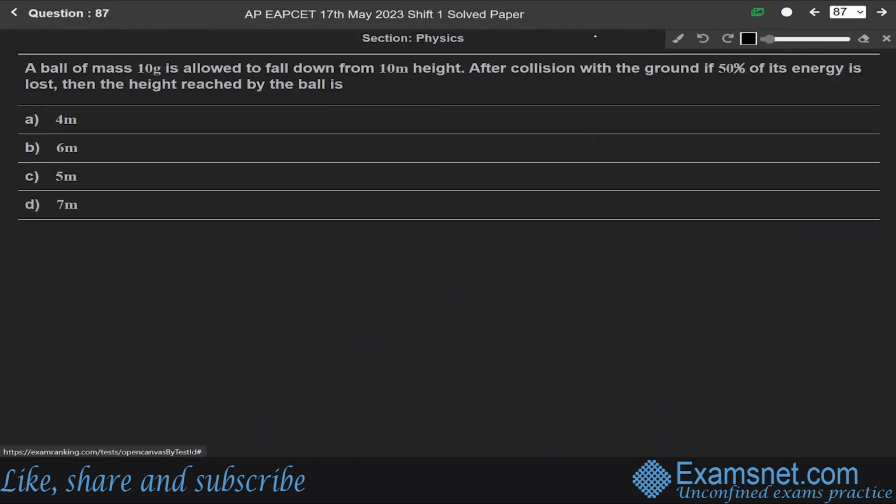Okay. Now next question 87. A ball of mass 10 kg is allowed to fall from a height of 10 meter. Okay. After collision with the ground, if 50% of its energy is lost, then the height reached by the ball is. Okay. We have to find the height h up to which the ball rises after losing 50% energy. So this question is from the chapter of work, energy and power.